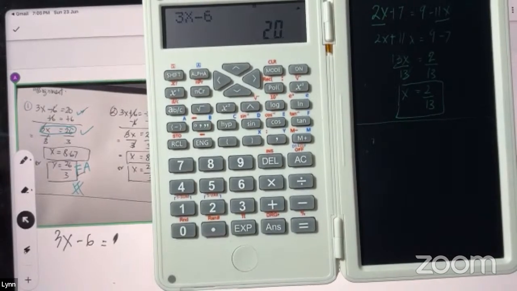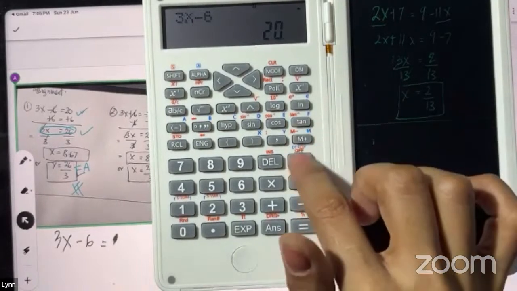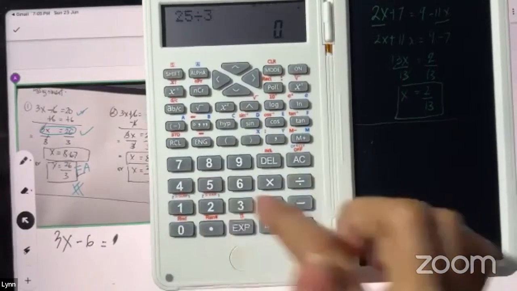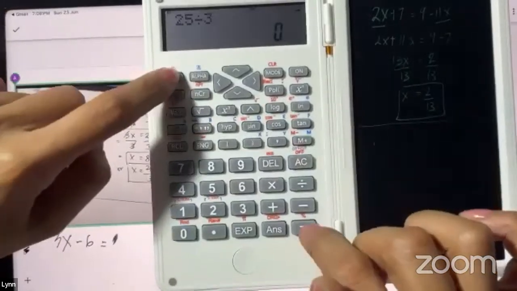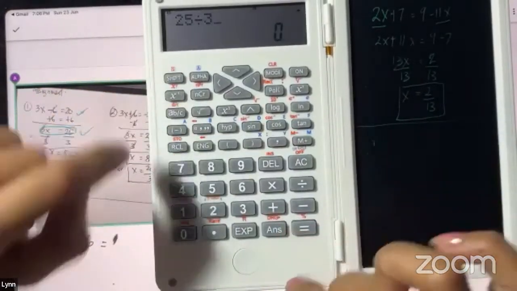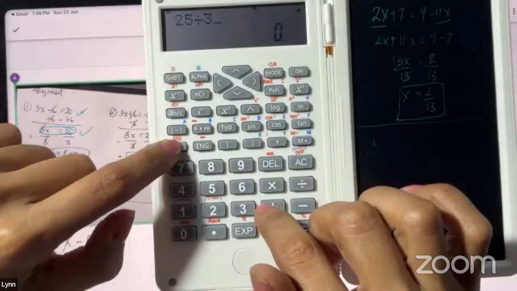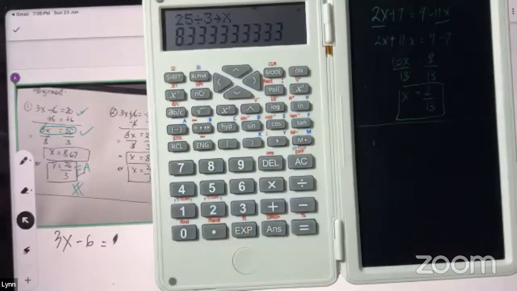Now, I'm going to ask you to store a slightly different number to your x: 25 divided by 3. Now, please press AC. 25 divided by 3. Shift, STO, and then x. So now you're storing something slightly different than 26 divided by 3, correct?